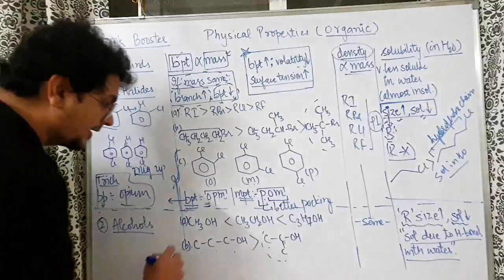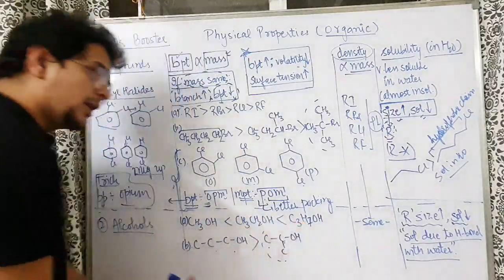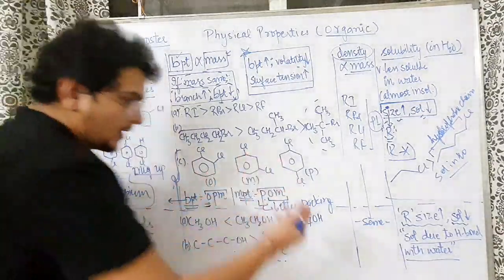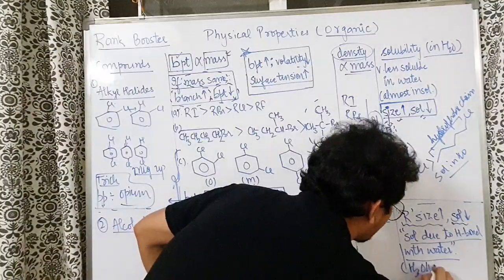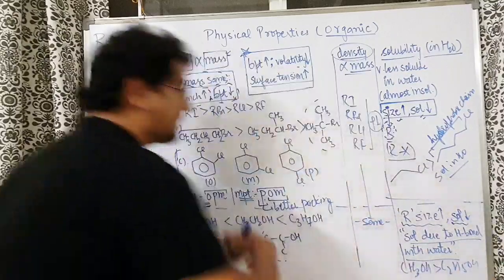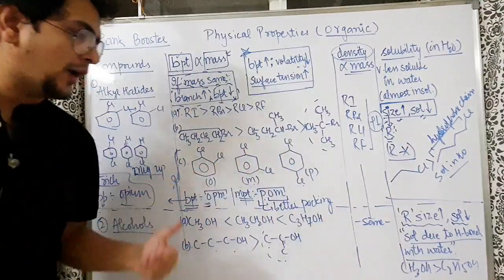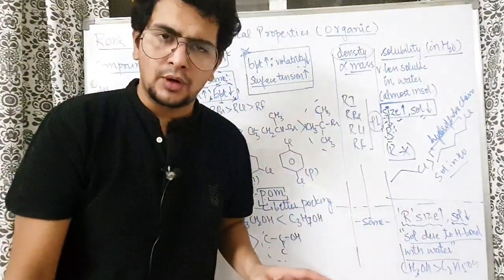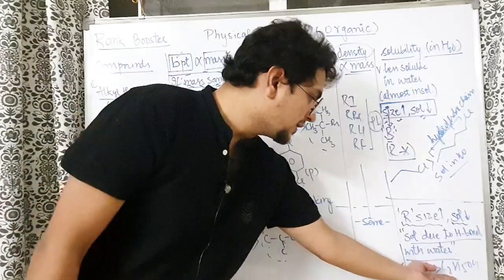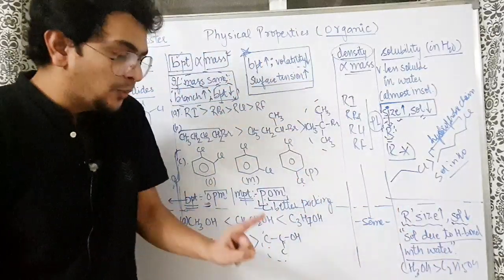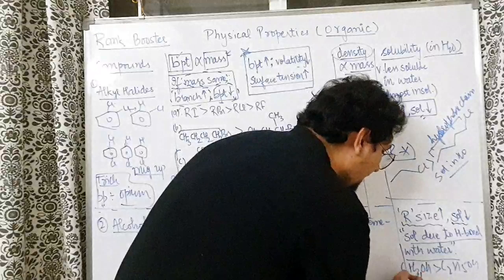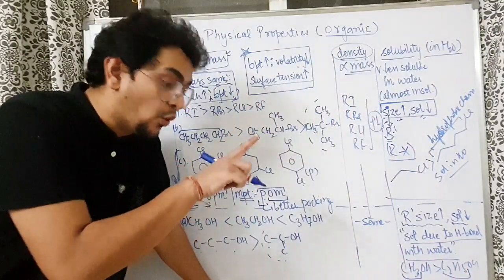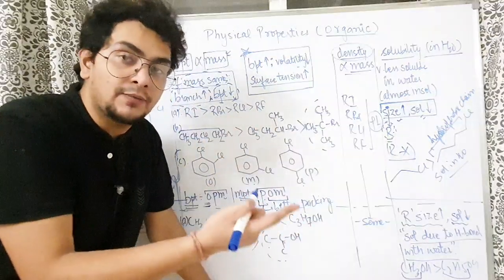If I compare methanol, ethanol, propanol, clearly the solubility of methanol is going to be maximum, followed by ethanol and then propanol and so on. In fact, lower alcohols, methanol and ethanol, are 100% soluble in water. Why? Because their hydrophobic chain is smaller. This alkyl group is called the hydrophobic chain. If the hydrophobic chain is smaller, then the OH group can show very good hydrogen bonding with water.